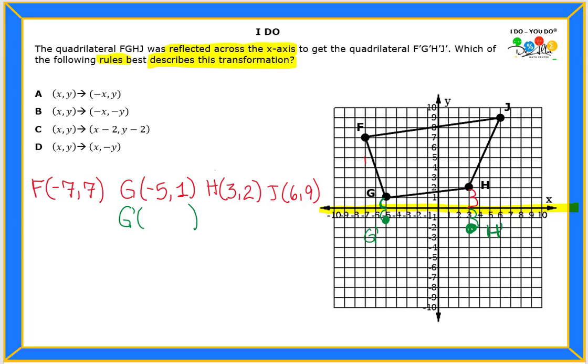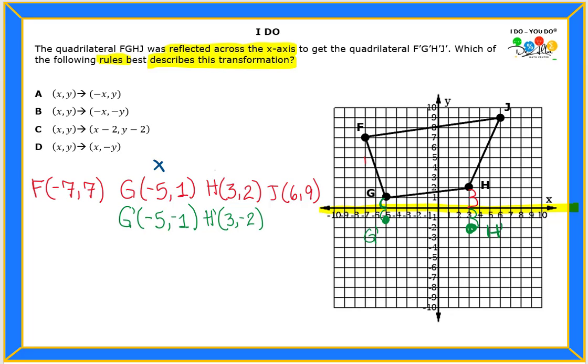Let's find out the coordinates for G prime. G prime is still -5, but now it went down and it's actually -1. What about H prime? H prime is also on the same X as H, which is 3, but on the Y now it's -2. So I don't know if you see a connection already. Look at X, and I'm going to write some labels here.